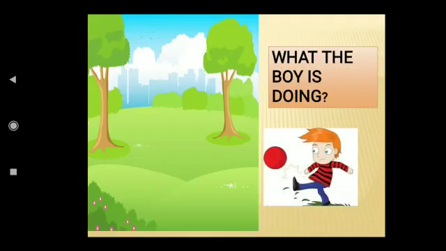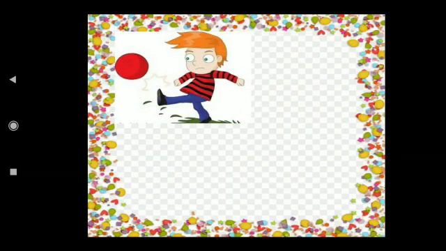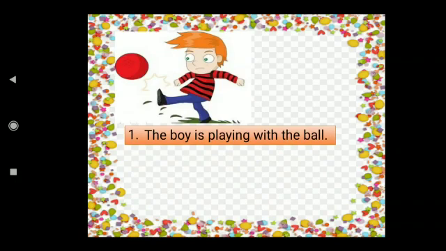Before we move on to the writing skill part, look at this boy and what he's doing. He's playing with a ball, or what you can say, he's kicking the ball, right? So it's just describing what the picture is about. Just see the picture and frame sentences. What we see: the boy is playing with a ball. So first sentence, the boy is playing with a ball.